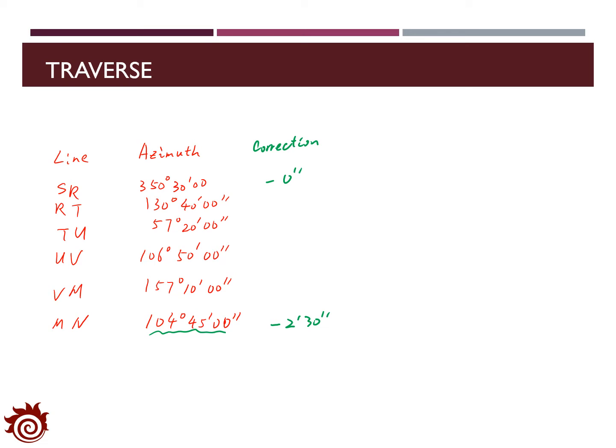Then we can see that in this measurement, there are 5 angles for us to estimate the azimuth, which means we want to apply the error evenly to all these 5 angles. So that is 2 minutes 30 seconds divided by 5, which is 30 seconds. In addition, the calculation about the azimuth is from the starting line to the end line, so the error is cumulative. And this indicates that the correction for the first line, RT, is minus 30 seconds.